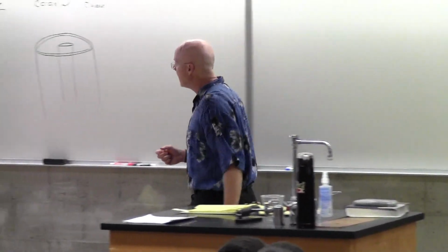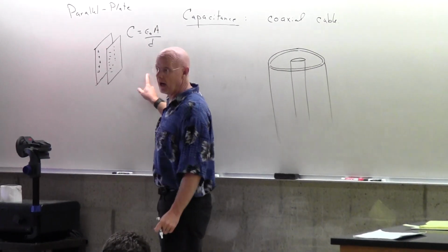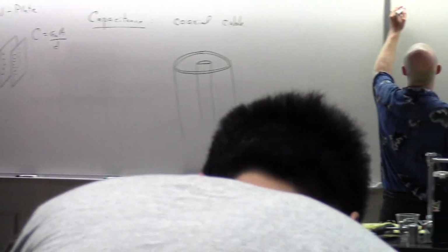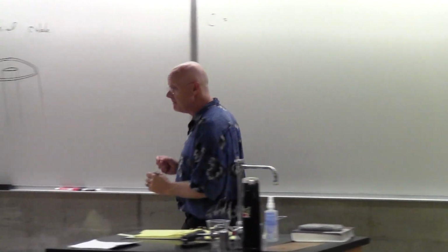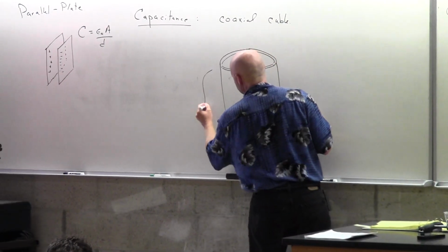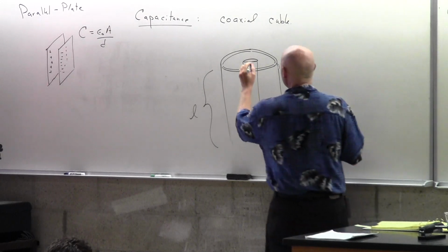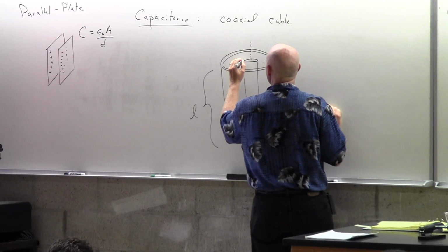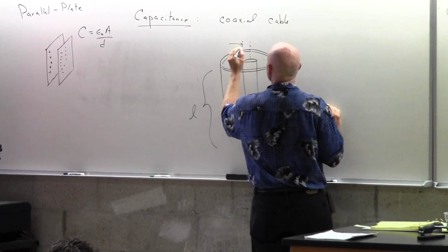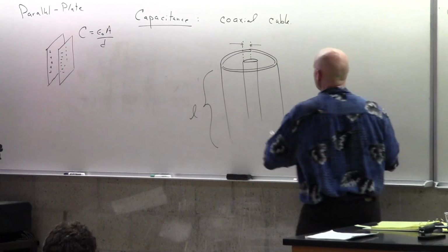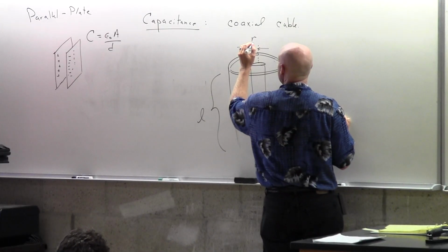So there should be a nice little formula. Keeping this one in mind, this is the one for a parallel plate capacitor. Let's ask this question: what would be the capacitance for a coaxial cable? All right, well, let me give some dimensions on here. Let's say the cable itself is length L. Let's say then the radius of that inner conductor is R.